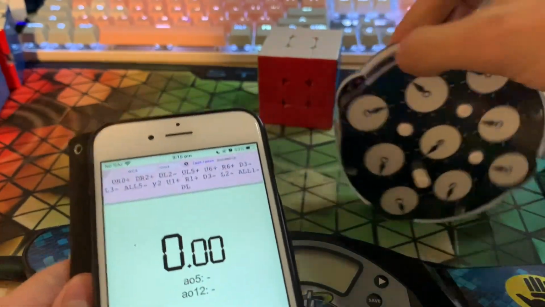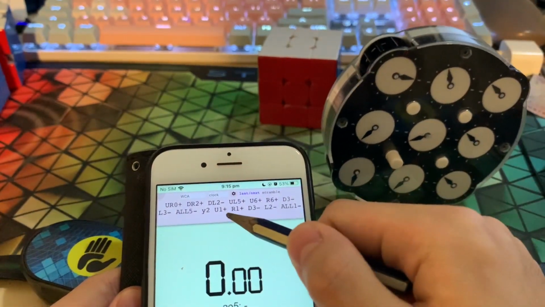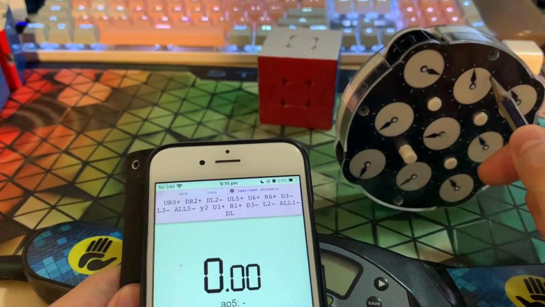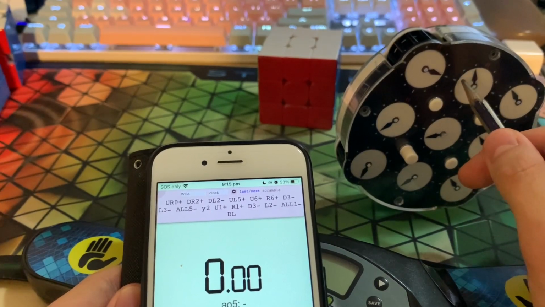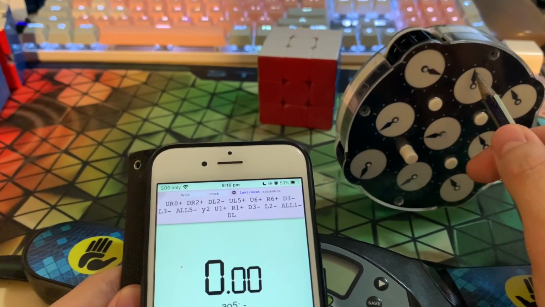And then on the second side, U plus D minus R minus L, parity is at negative 1.